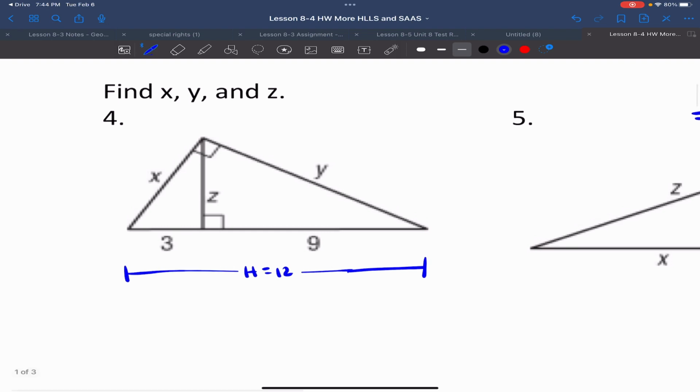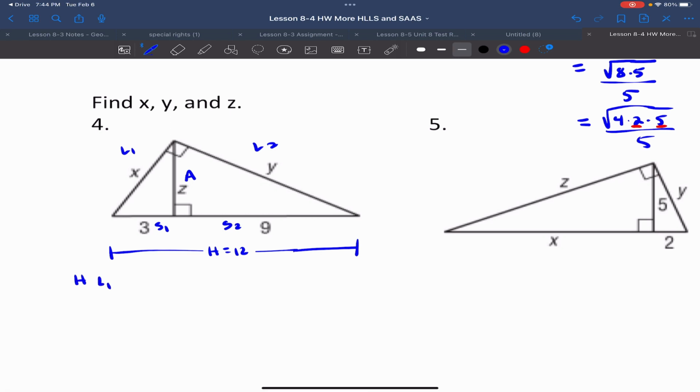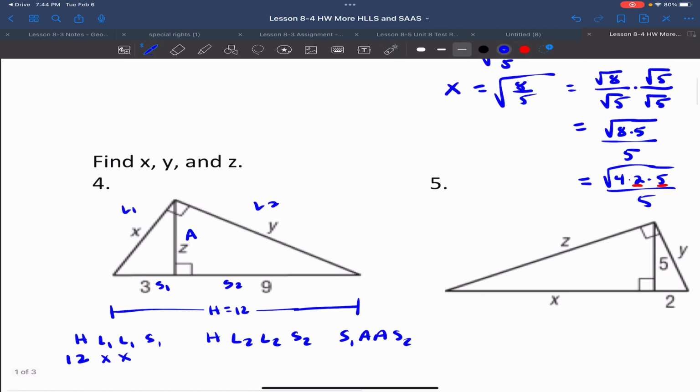So that's 12. And then this is segment 1. This is segment 2. This is leg 1, leg 2, and there's the altitude. So I write H, L1, L1, S1. And then I have H, L2, L2, S2, S1, A, S2. The hypotenuse is 12. Leg 1 is X. And then segment 1 is just 3.